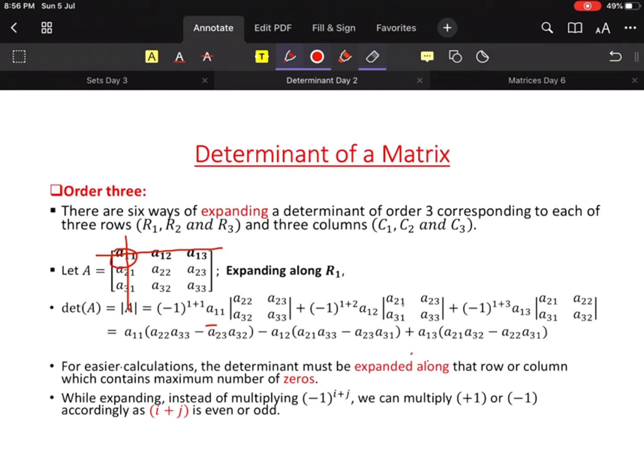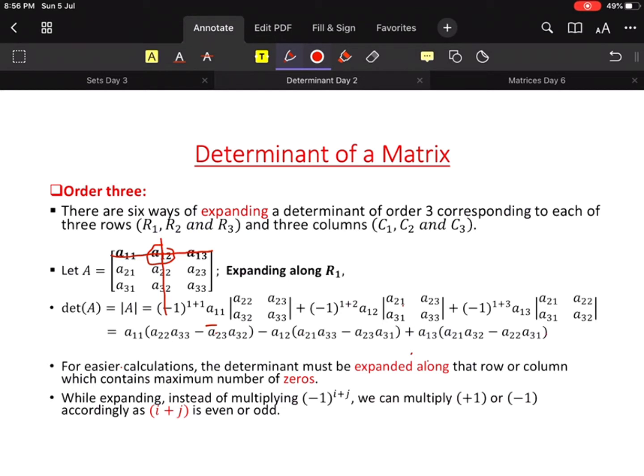Now I have to add to that. The row 1 is not complete, so the next element is A12. So I will write (-1) to the power 1 plus 2, A12. After picking A12, I draw a vertical line and a horizontal line. What remains? A21, A23, A31, A33. Understood? The same thing. Clear?